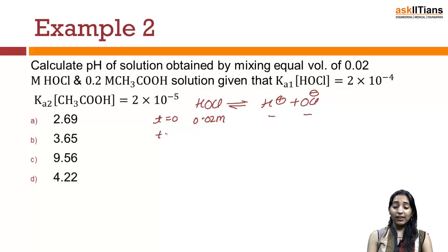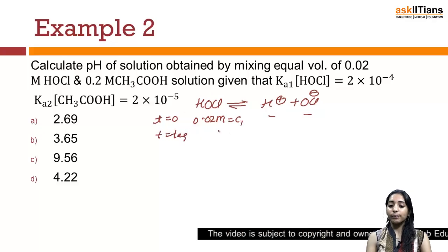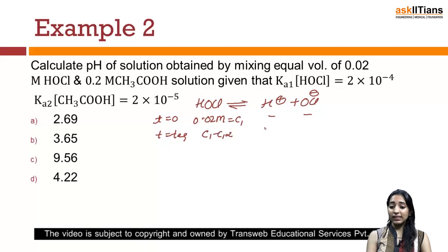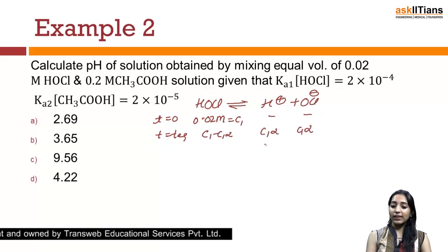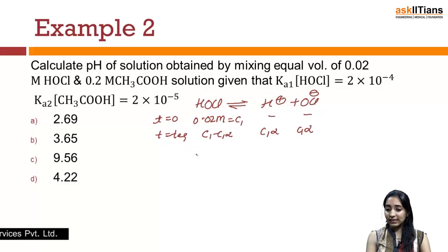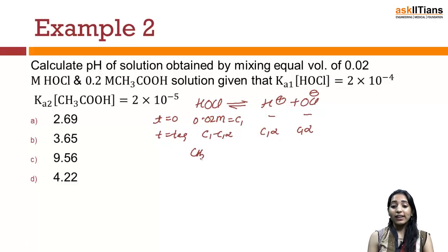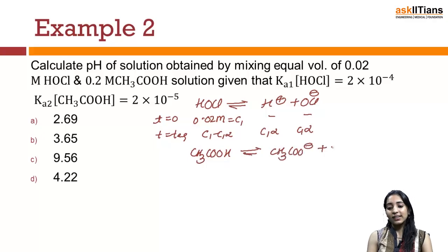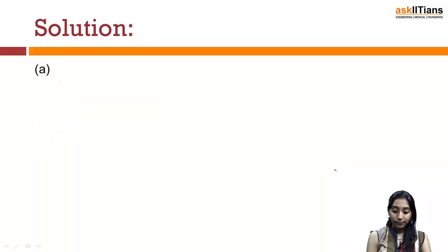So I can say that if the degree of dissociation is alpha, at T equal to T equilibrium, we'll say, let's call it C1. So this is C1 minus C1 alpha, this is C1 alpha and this is C1 alpha. Similarly, I can write the same thing for acetic acid, CH3COOH. We can write it as CH3COO minus plus H positive. Let's say this is C2. So this is C2 minus C2 alpha, this is C2 alpha and again this is C2 alpha.